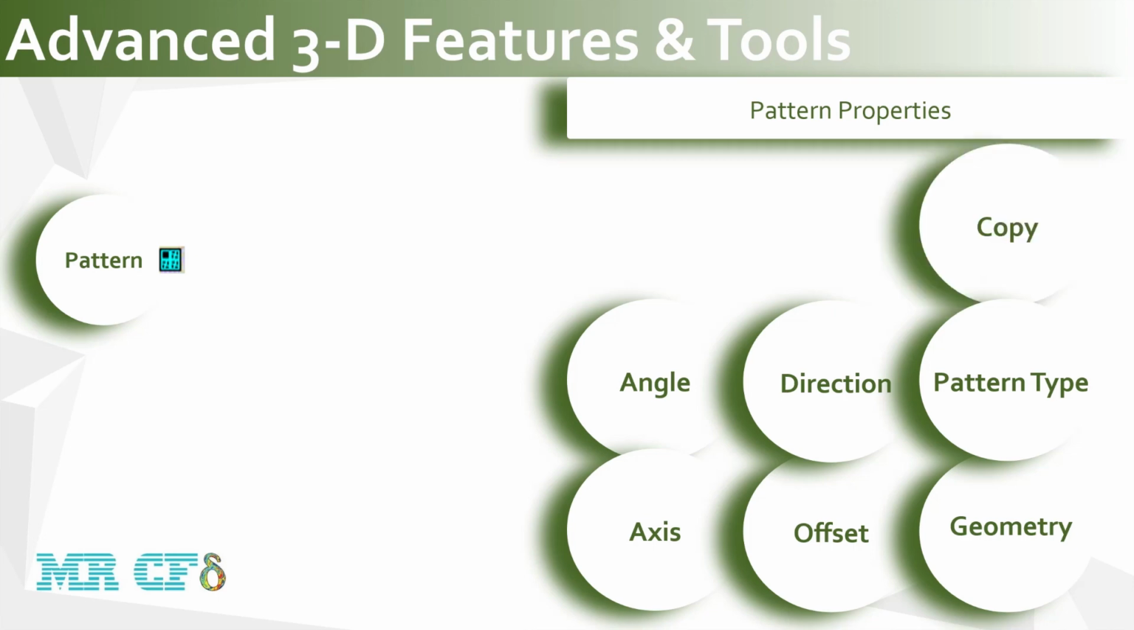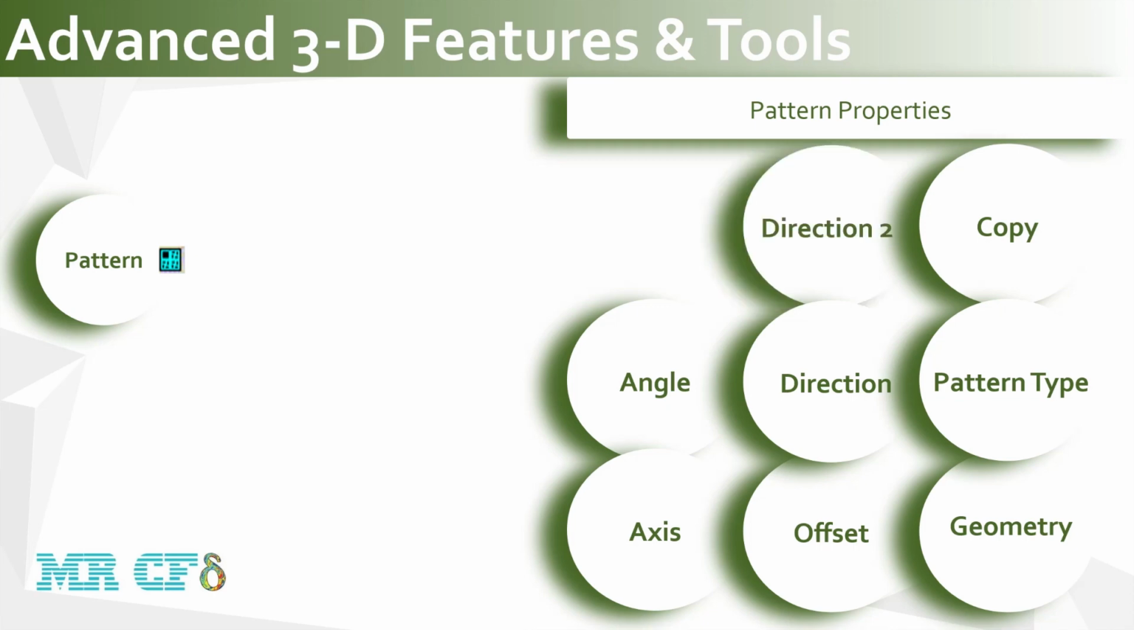Copies, the number of copies to create for linear and circular patterns. For rectangular patterns, this is the number of copies to create in the first direction. Its value must be positive. The default value is 1.